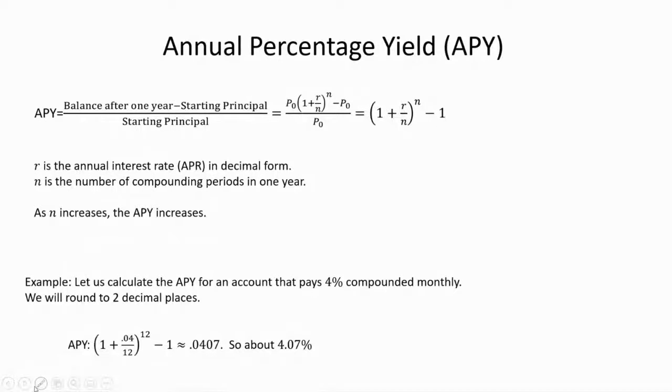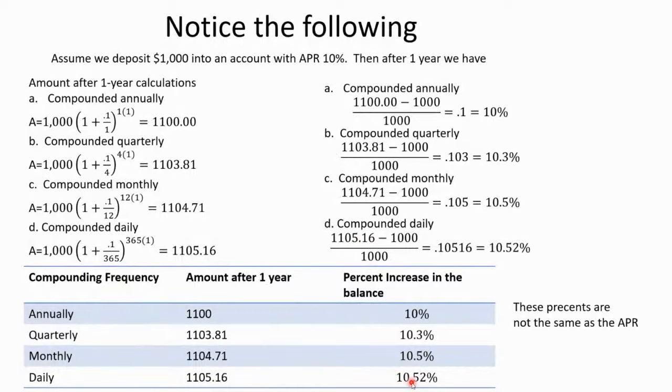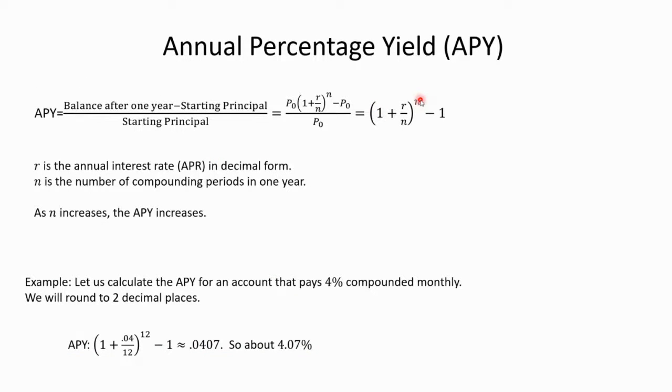Okay, now, hopefully you can see from here that as n goes up, your compounding frequency goes up, the percent increase goes up. So if it's compounded more and more, your percent increase in the balance goes up. In other words, your APY goes up as n increases.